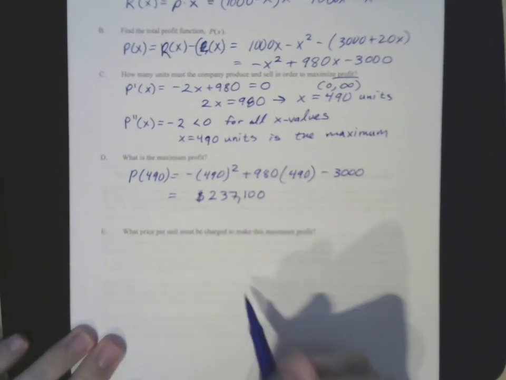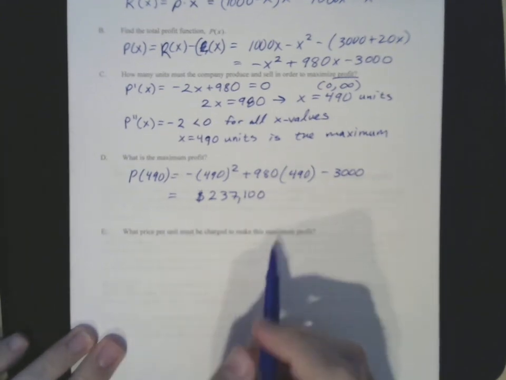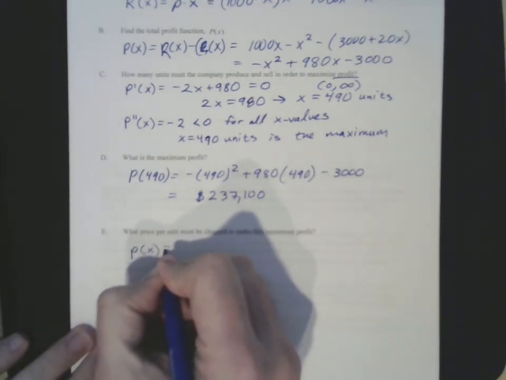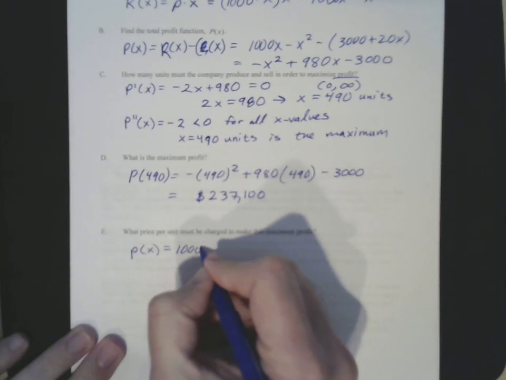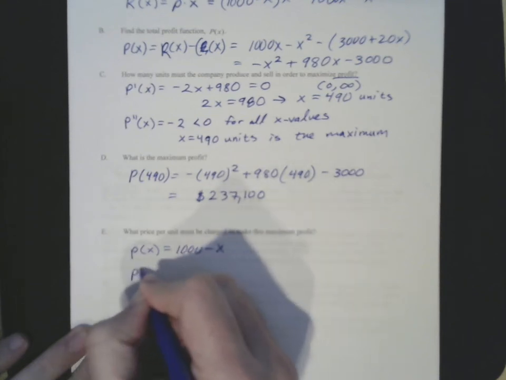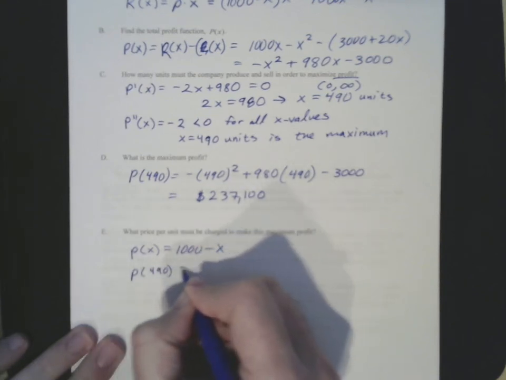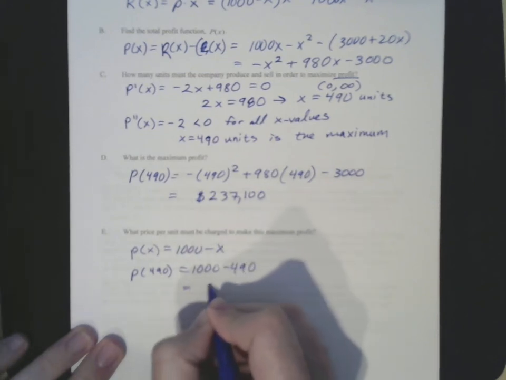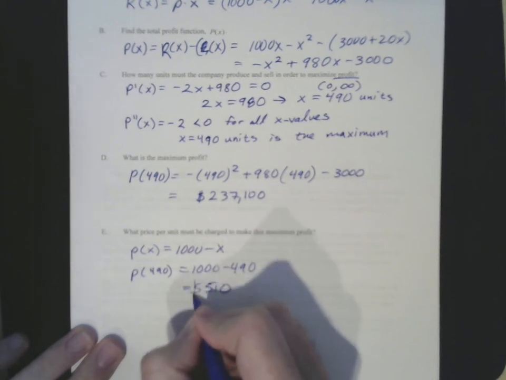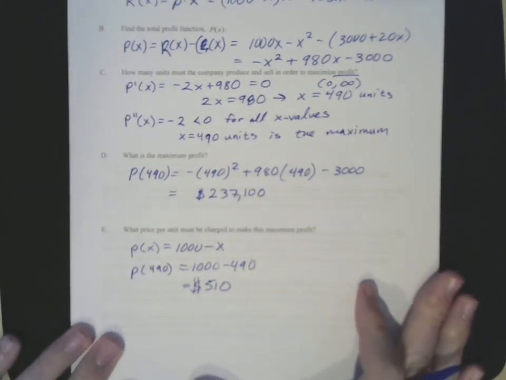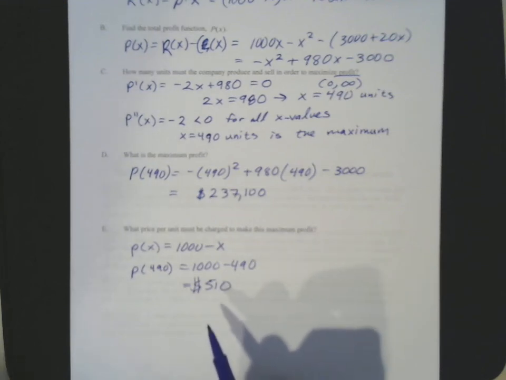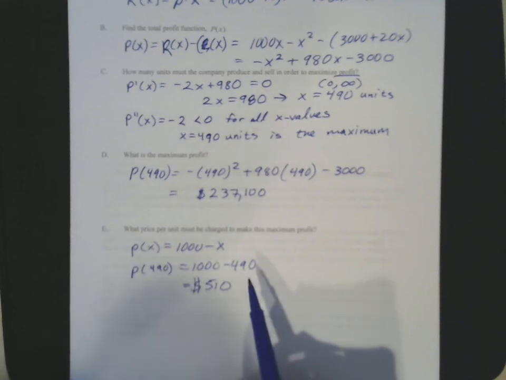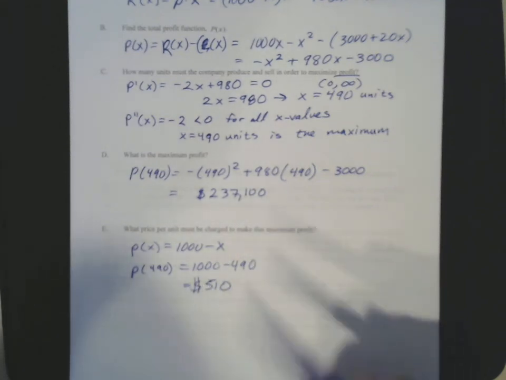And then what price per unit should be charged to actually make this? Well, then we go back to our price function. P of x is 1,000 minus x. So P of 490 is 1,000 minus 490, and that equals $510. So let's say these are car stereos. This seems like a better price. So this is the price that you have to sell at to make your maximum profit.